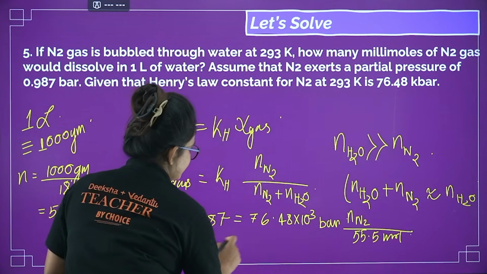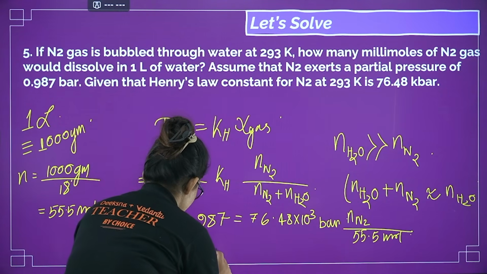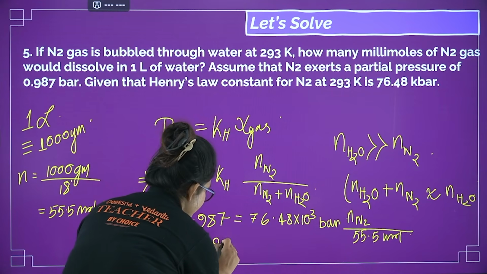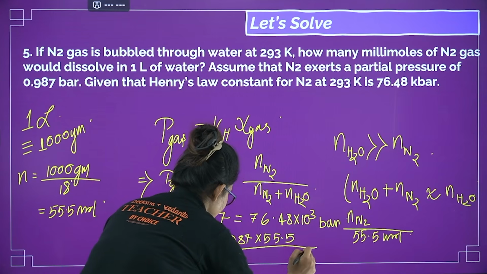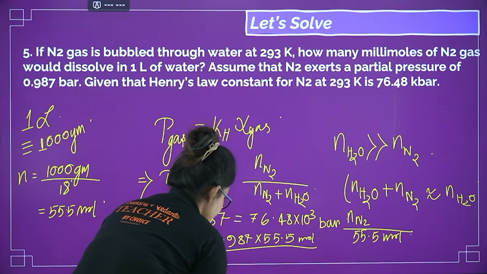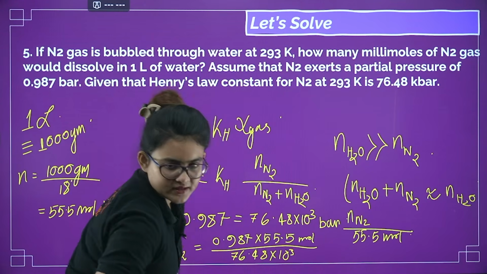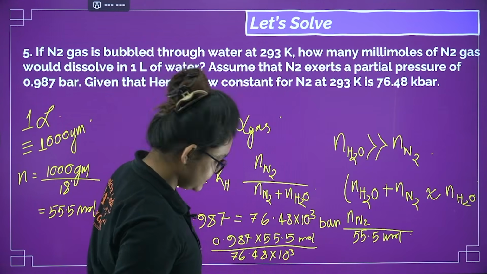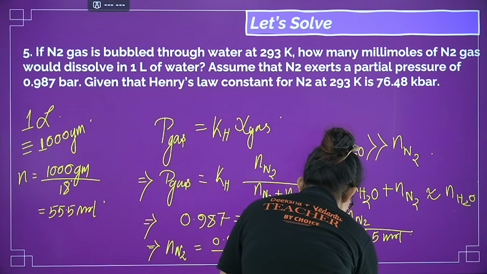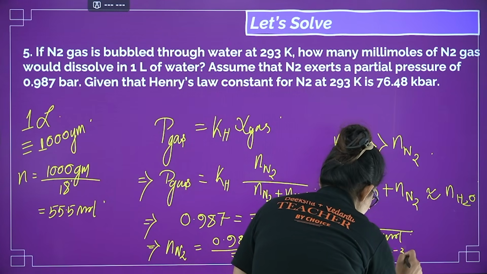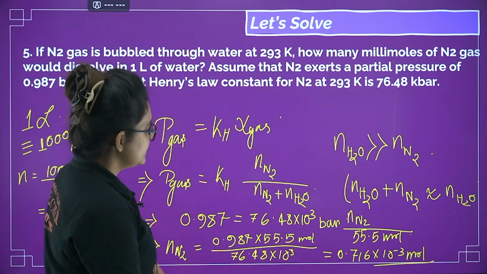Fine. So now number of moles of N2 you have to calculate, right? So if you want to calculate, then overall the things will come: 0.987 into 55.5 divided by, this is mole, bar will be cancelled out, divided by 76.48 into 10 cube. If you come up with this, then your answer will be something like 0.716 into 10 power minus 3 mole.